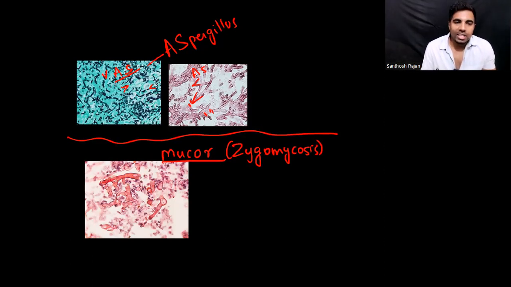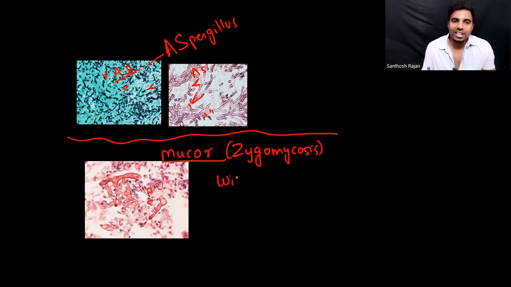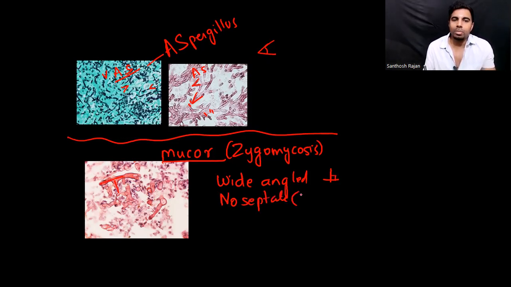See the angle: it is not acute, it is wide angle, almost like 90 degrees. It's not acute. Acute is like this, but here it is wide angle. It's wide angle and no septate, or aseptate. We call it aseptate. So these are the questions you should know.